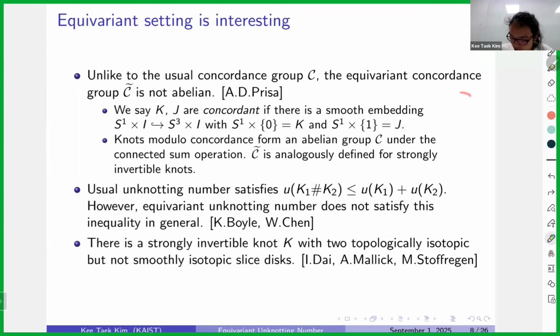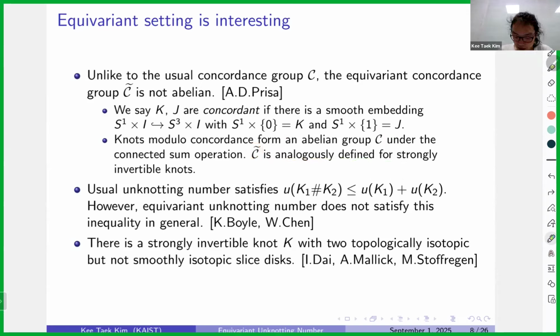So it looks like this, K, and here is a concordism. In this case, we say that K and J are concordant. Knots modulo this relation form an abelian group under the connected sum operation. Most knot theorists are interested in the structure of the concordance group, and we can also define the equivariant concordance group by using an analogous definition for strongly invertible knots.